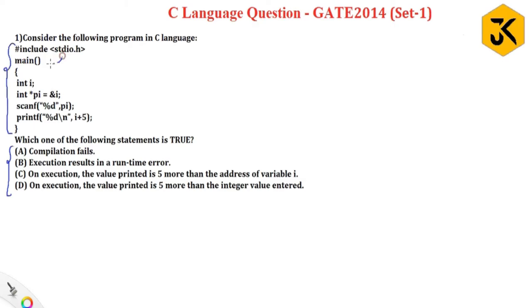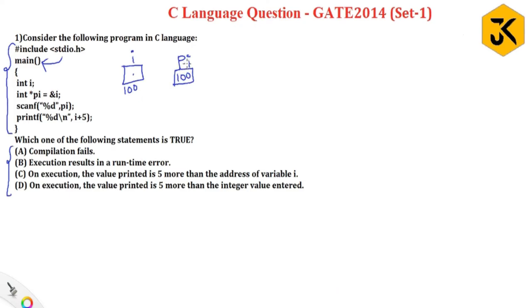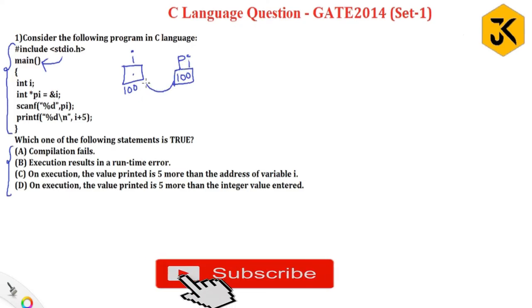You know every C program will start executing from the main method. Immediately they have declared one integer variable i, and here you will get some garbage value. Then they have declared one pointer pi, which is an integer pointer, meaning this pointer is going to store the address of an integer variable. For this pointer they have assigned the address of i. Let us assume that this address is 100. So this address is stored by the pointer pi, and as long as pi has the value 100, it points to the location of i.